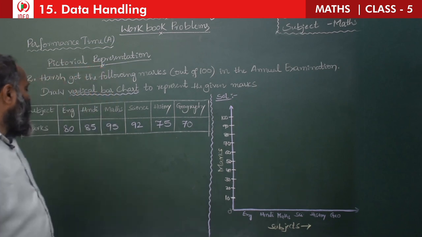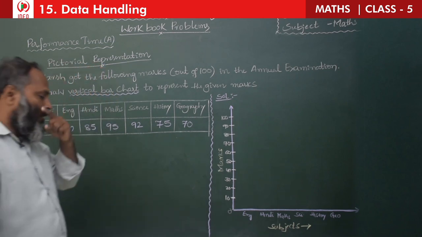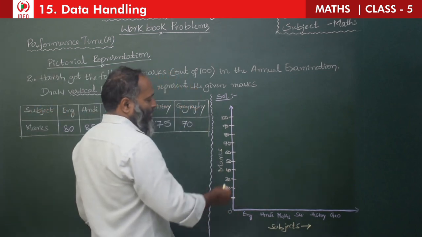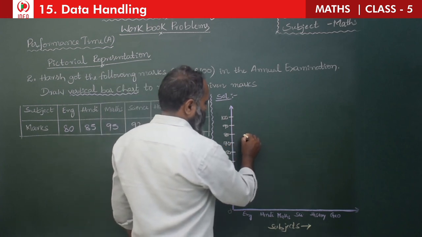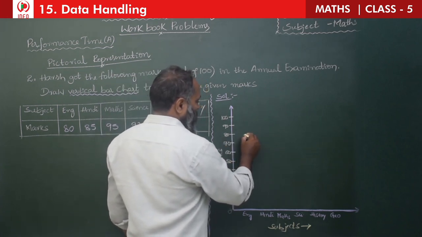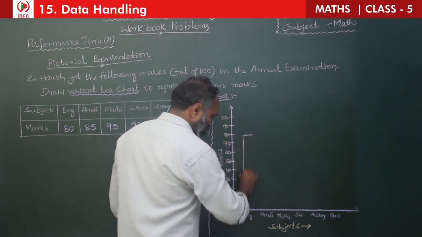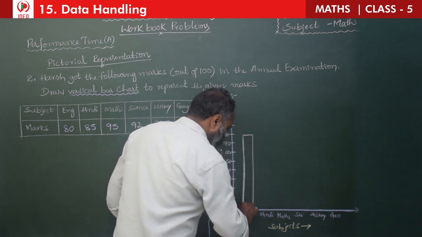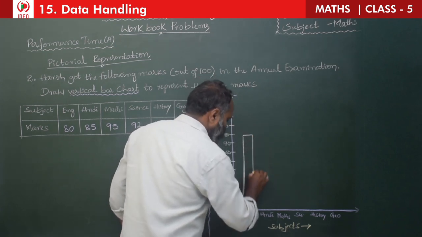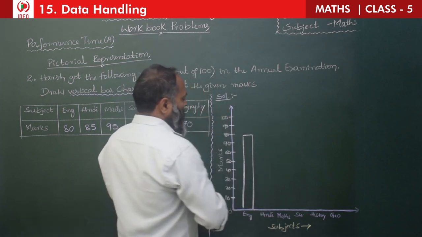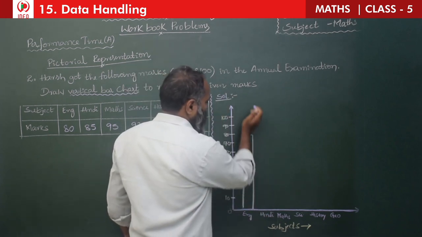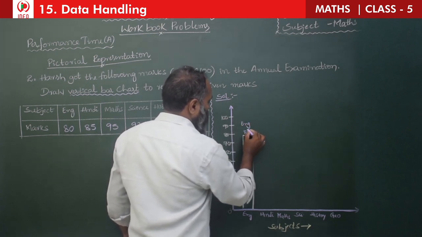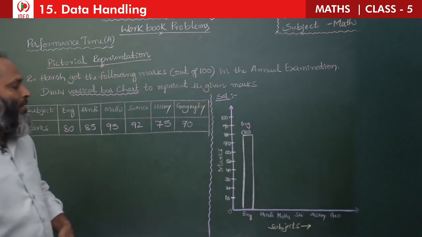Now, in English he got 80 marks, so you should leave one centimeter, that is one box, and then in the next box mark 80. Here 80 means we mark like this and draw a bar. This is a bar, and this is the subject English. In English he got 80 marks, okay.